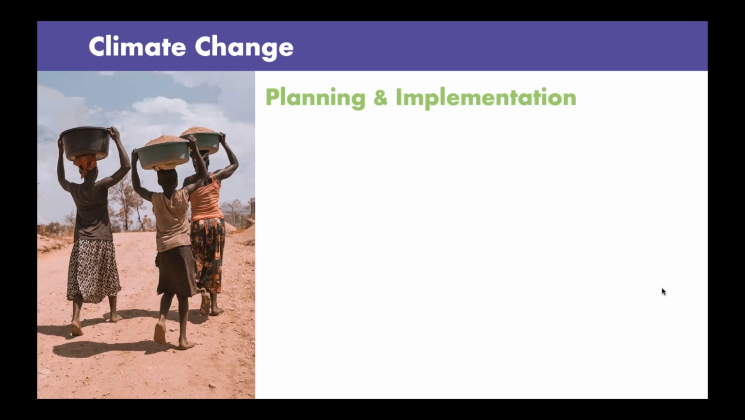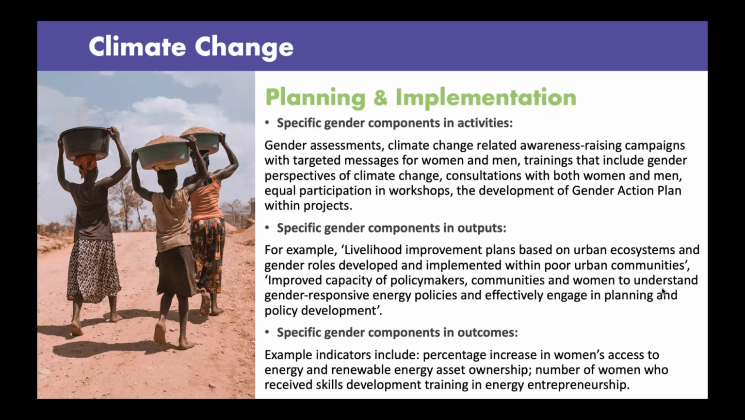Here for planning and implementation, we can consider specific gender components in the outcomes, outputs and activities. So here, just listing some examples. I'll not go through all of them because we will have access to this presentation, but just giving examples of how to include specific gender components in activities. We can conduct gender assessments, trainings that include gender perspectives of climate change, and also consultations with both women and men.